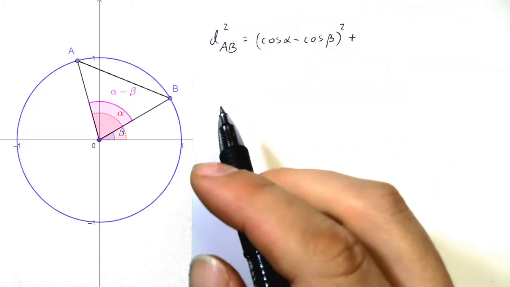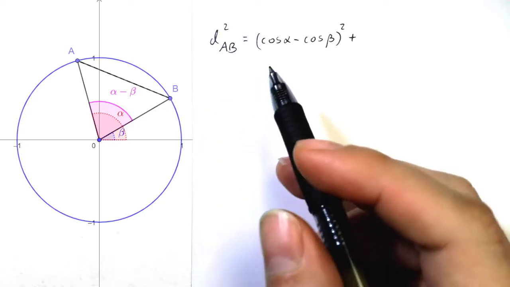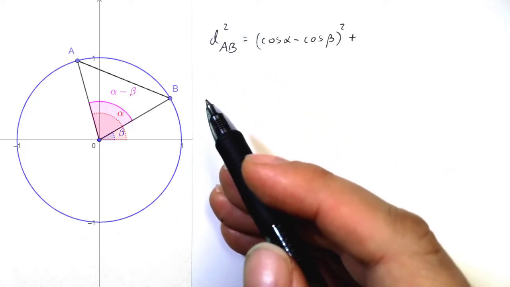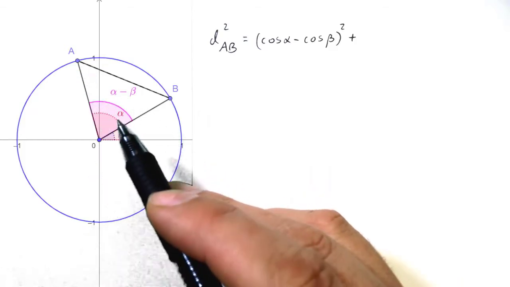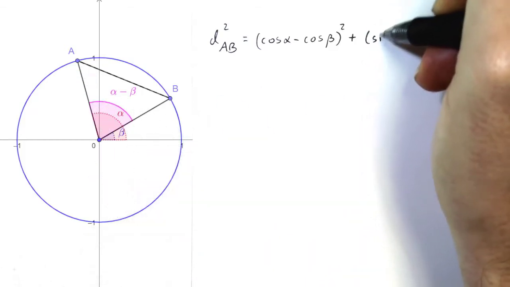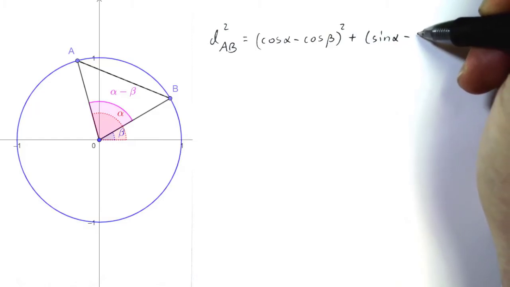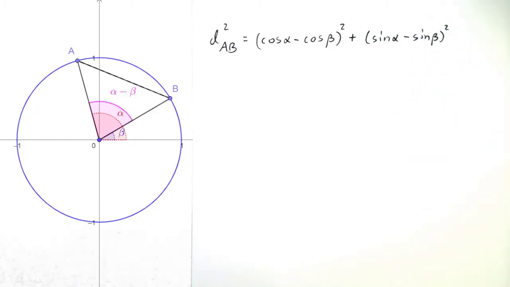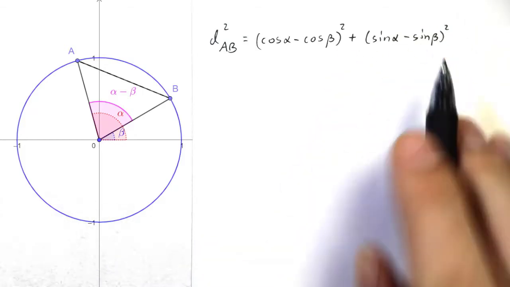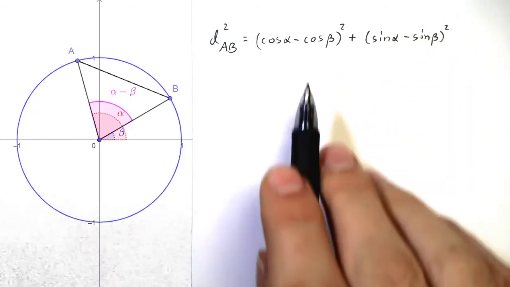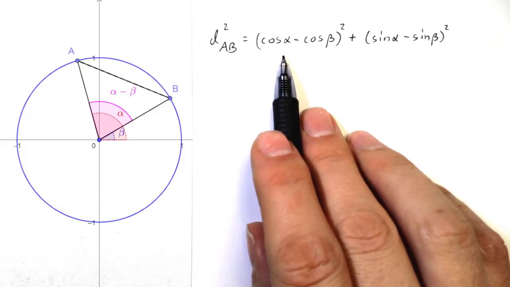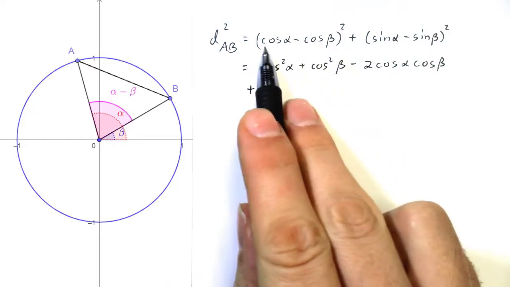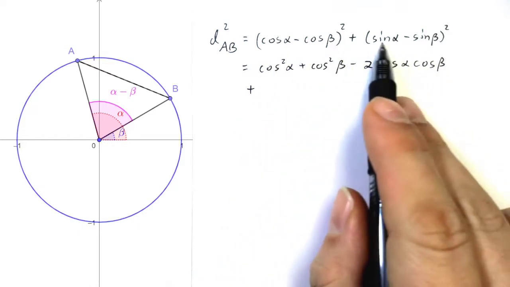And then I'm going to take the difference of the y-coordinates squared. Well, the y is given by sine. That's how sine is defined. So the y-coordinate of A is sine alpha, and the y-coordinate of B is sine beta. So the distance formula says to square that, and it says to add these together. Great. What we're going to do is expand this out. Here I've expanded out the first part. Now I'm going to expand out the terms with sine.